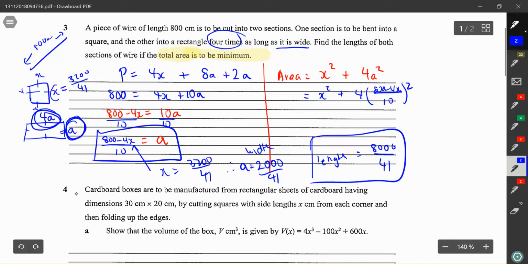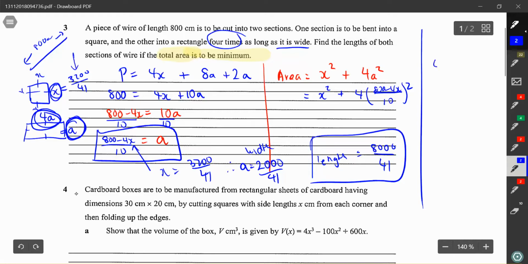We found x. When it says the lengths of both sections of wire, does that mean the length, or does that mean the total, like the perimeter? No, the perimeter is 800. But does it mean the length of the wire? True, you've got a point. You have 2 pieces of wire, and you need to find both. Isn't it 4x and 10a? Yes. So in that case, it will be 4 times this length.